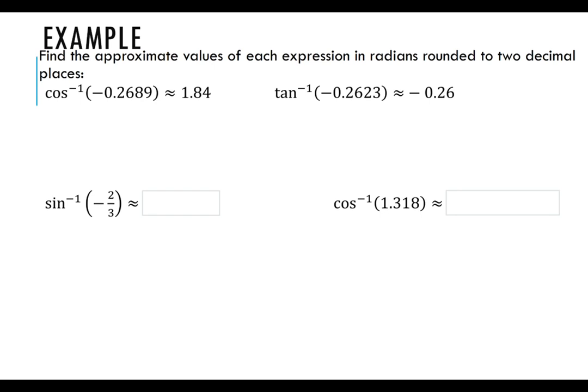Sine inverse of negative 2/3. Calculator exercise, that's going to be negative 0.73. What's cosine inverse of 1.318? Now, if you want to type it in your calculator, please go right ahead and check yourself.